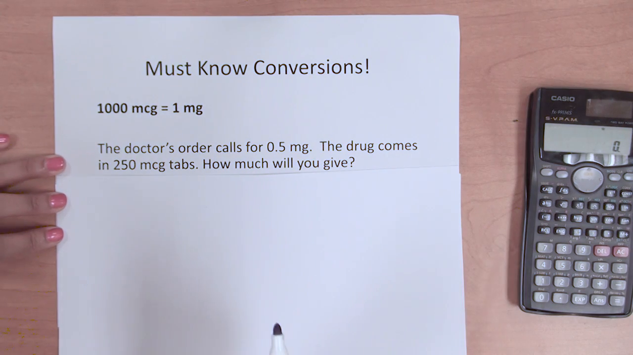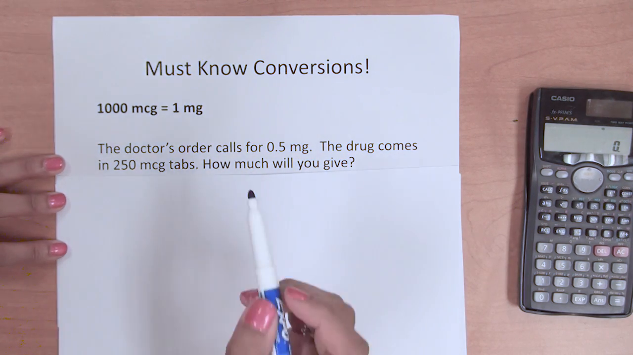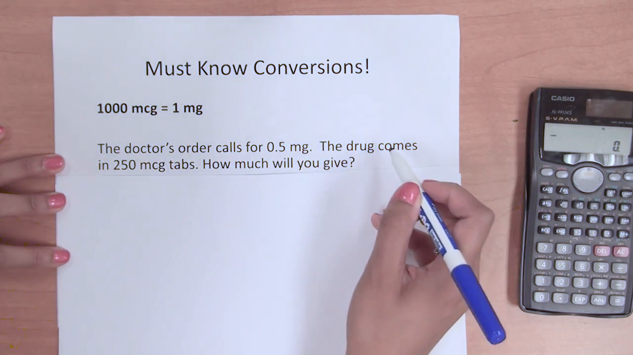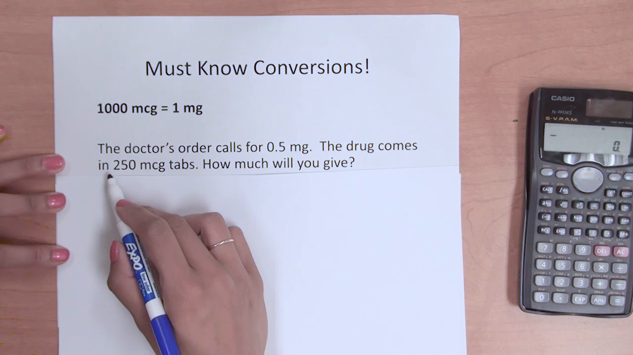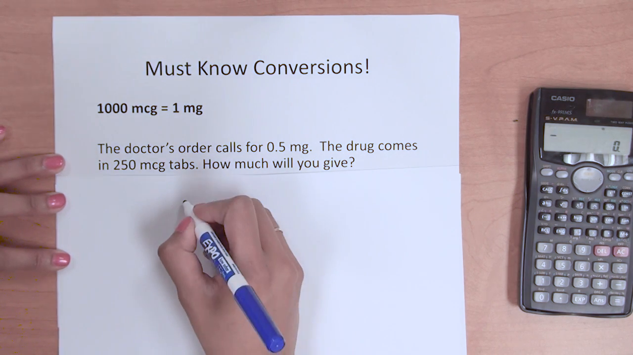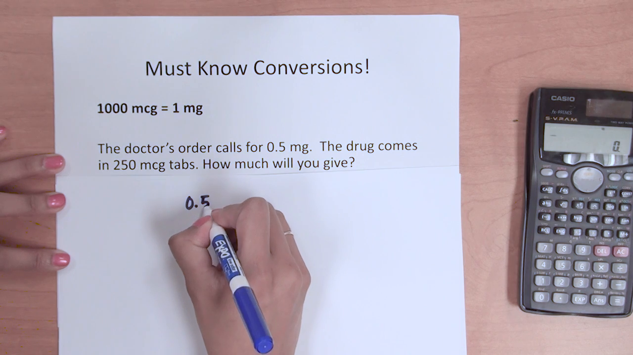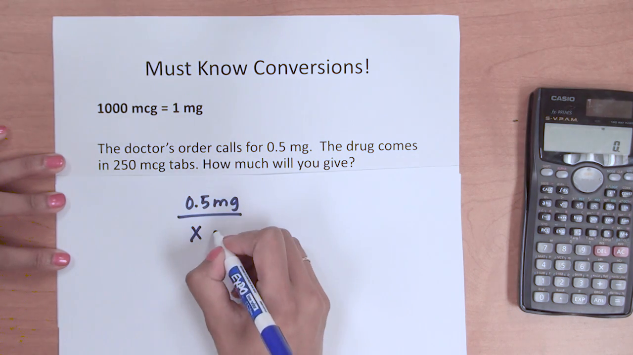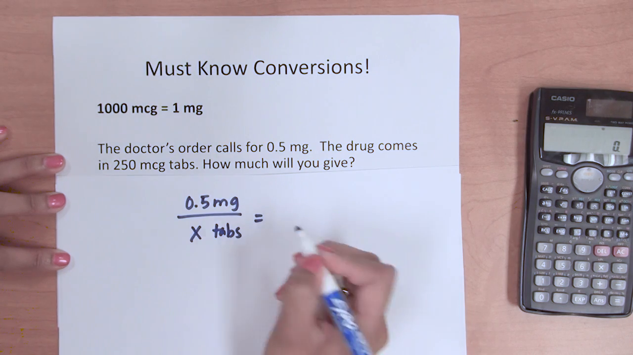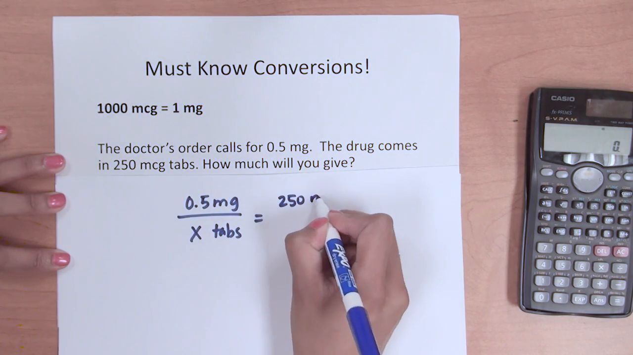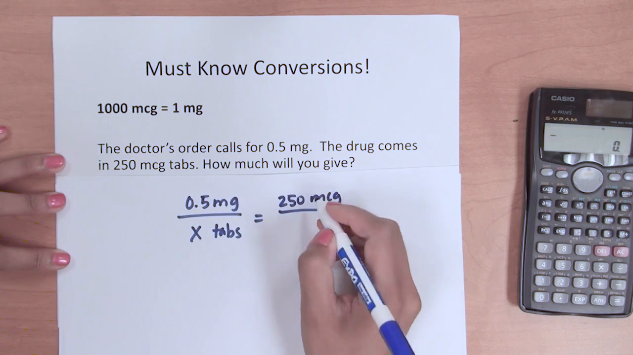Another conversion question. So we're going from micrograms to milligrams and vice versa. The doctor's order calls for 0.5 milligrams. The drug comes in 250 microgram tabs. How much will you give? So the order is for 0.5 milligrams. How many tabs do we need there? And what we have on hand is 250 micrograms per 1 tab.